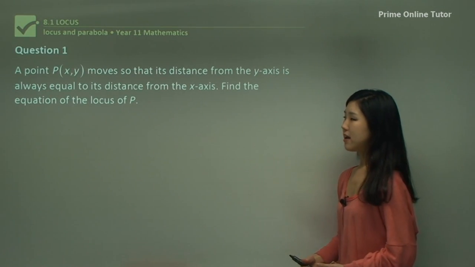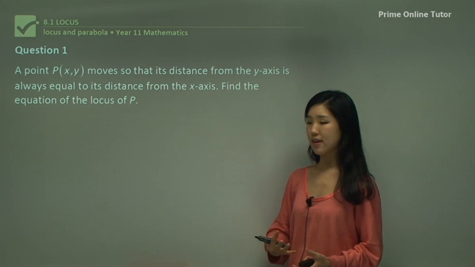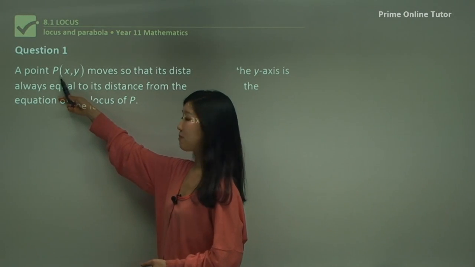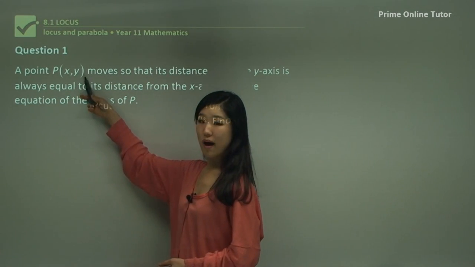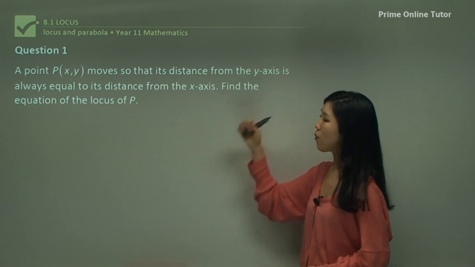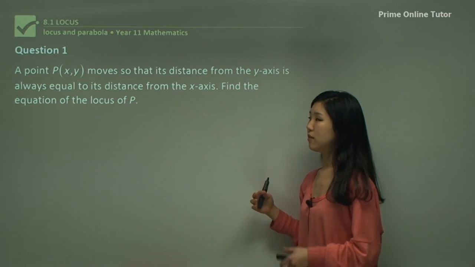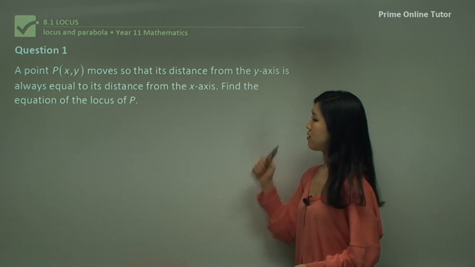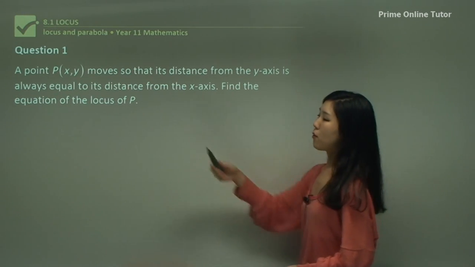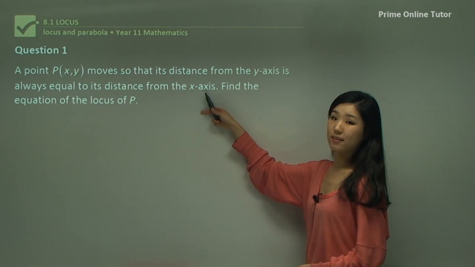Now, question 1. A point P, well, we don't know what P is. P is any random point that can move around the axes. So I'm just going to put point P with coordinates x, y. And P moves so that its distance from the y-axis is always equal to its distance from the x-axis. This is similar to our example just prior to this one, isn't it? So find the equation of the locus of P. Basically, the point P has the same distance from its y-axis as from its x-axis.